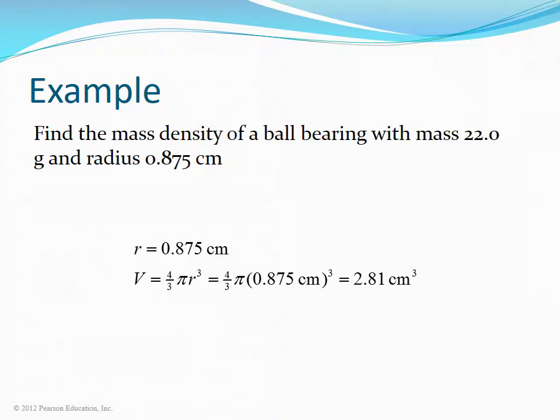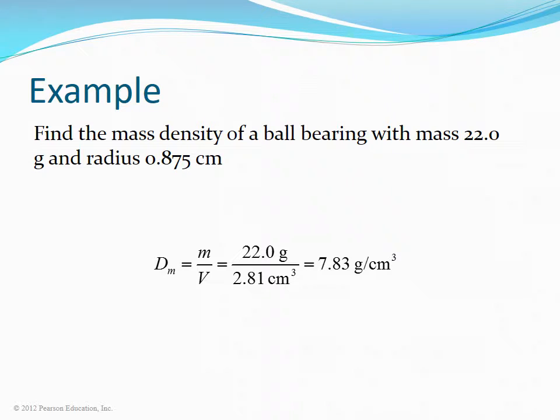The ball bearing is a sphere, and the volume of a sphere is 4/3 times pi times the radius cubed, giving 2.81 cubic centimeters. Since the mass is 22 grams and the volume is 2.81 cubic centimeters, the density is 7.83 grams per cubic centimeter.